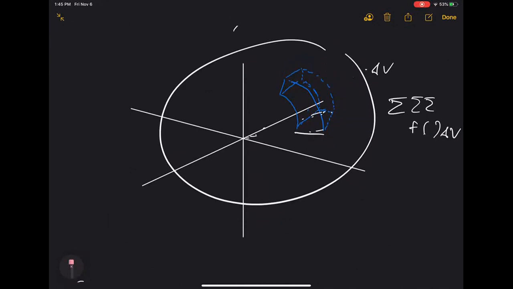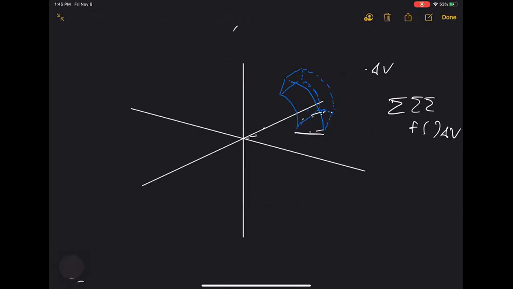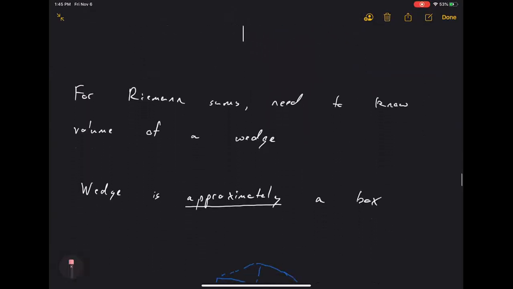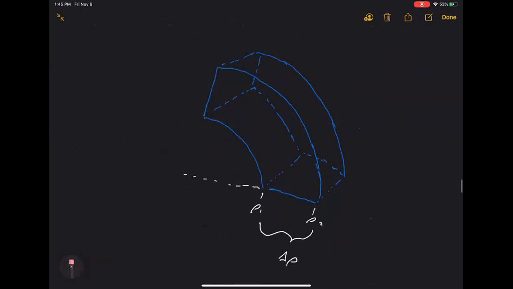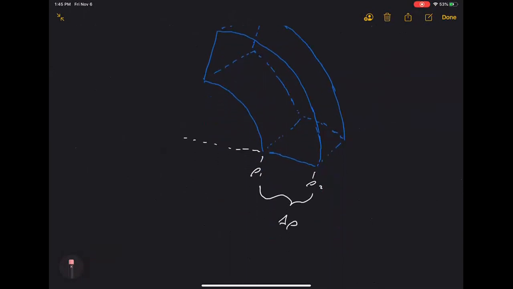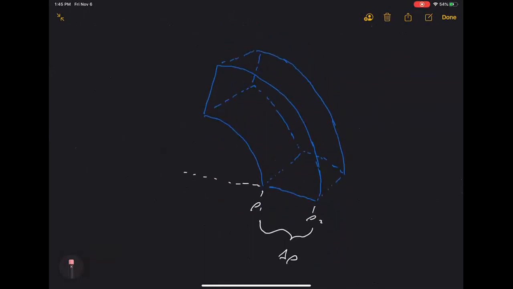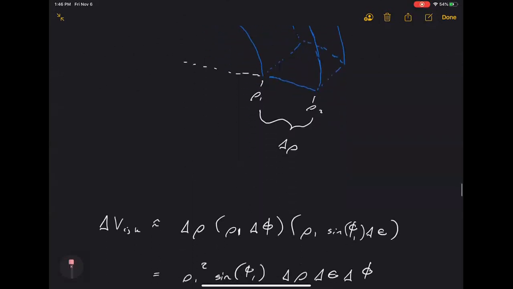Okay, so let's think about the volume of one of these individual wedges. We can think of this wedge as approximately a box. It's got some curvature to it, but we could estimate it with a box. So let's pretend these are nice straight edges: a straight edge there, a straight edge going this way, and a straight edge going this way. If I know those three lengths, I can multiply them together to get the volume of my box.